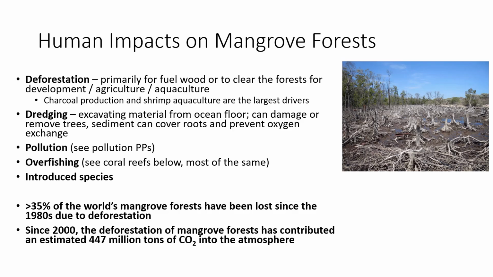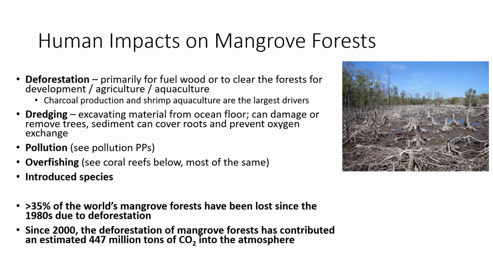of those mangroves. Charcoal production and shrimp aquaculture are actually the largest drivers of this. The charcoal is coming from the trees. You use wood to make charcoal if you didn't know. And then people want to be able to get to an area in order to do their shrimp aquaculture, remove all the mangroves. You can do all the shrimp aquaculture in that area. Dredging, kind of rinse and repeat for dredging, pollution, overfishing, and introduced species.